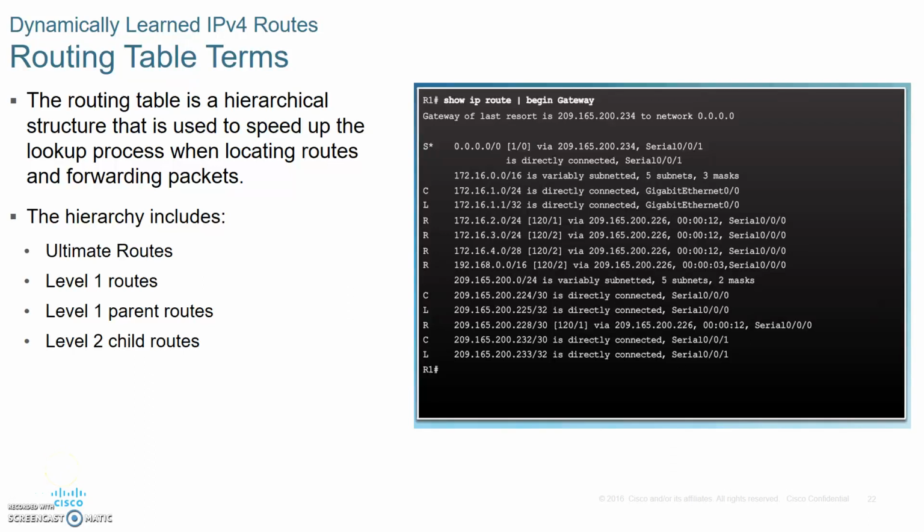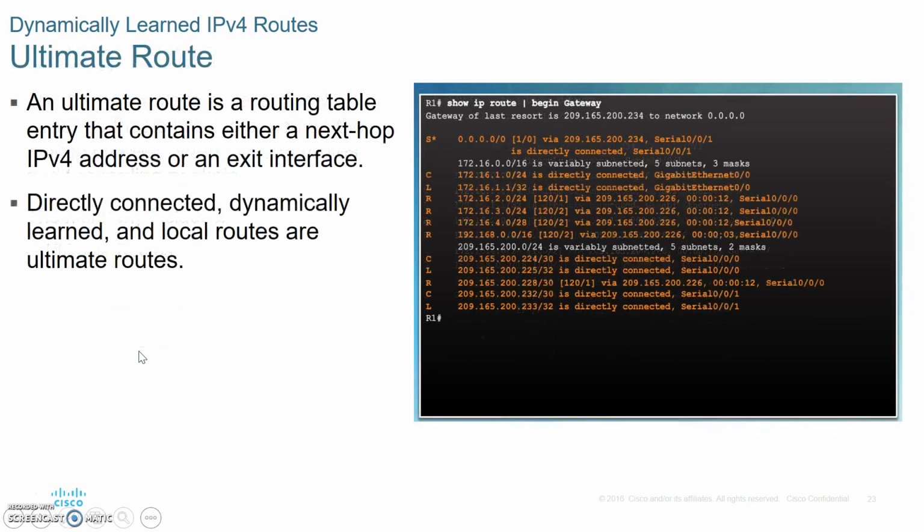Let's look at how the router uses the routing table to route incoming packets. The routing table is a hierarchical structure so that it can be used to speed up the lookup process. The hierarchy includes the ultimate route, level 1 route, level 1 parent route, and level 2 child route. First, the ultimate route.